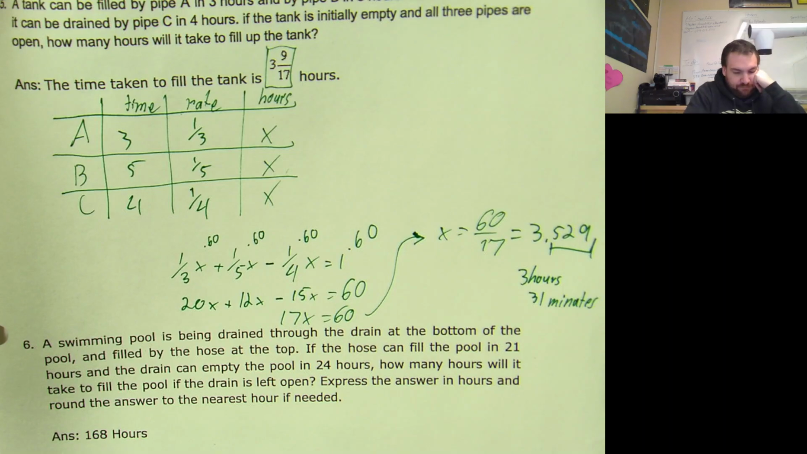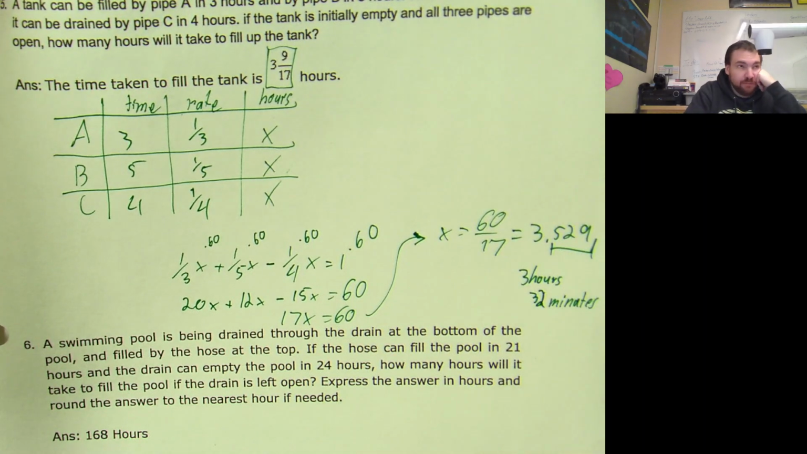How did you get 31 minutes? I took this and multiplied just the decimal portion of it by 60, the number of minutes in an hour. And I got 31 point something. Actually, this would technically round to 32 minutes. Does that make sense? Okay.